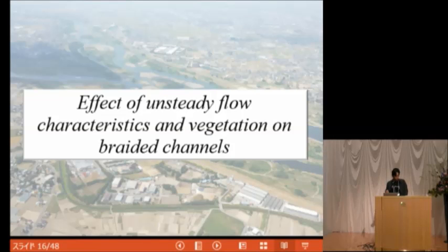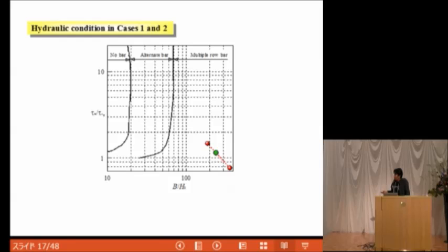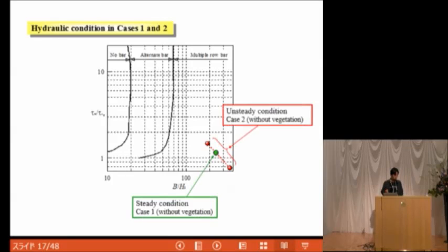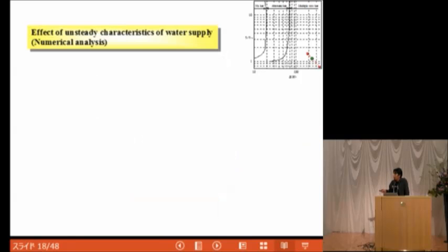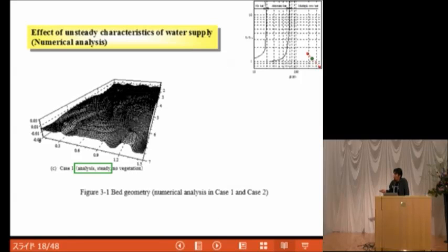Next is the effect of the unsteady flow characteristics and the vegetation on the braided channel. First, we performed two calculations. One is for the steady flow condition, the other is for the unsteady flow condition. In these two calculations, we didn't consider the vegetation. This figure shows the bed geometry obtained in case 1 under the steady flow condition. Under this condition, so many channels are formed. So it's a braided channel.